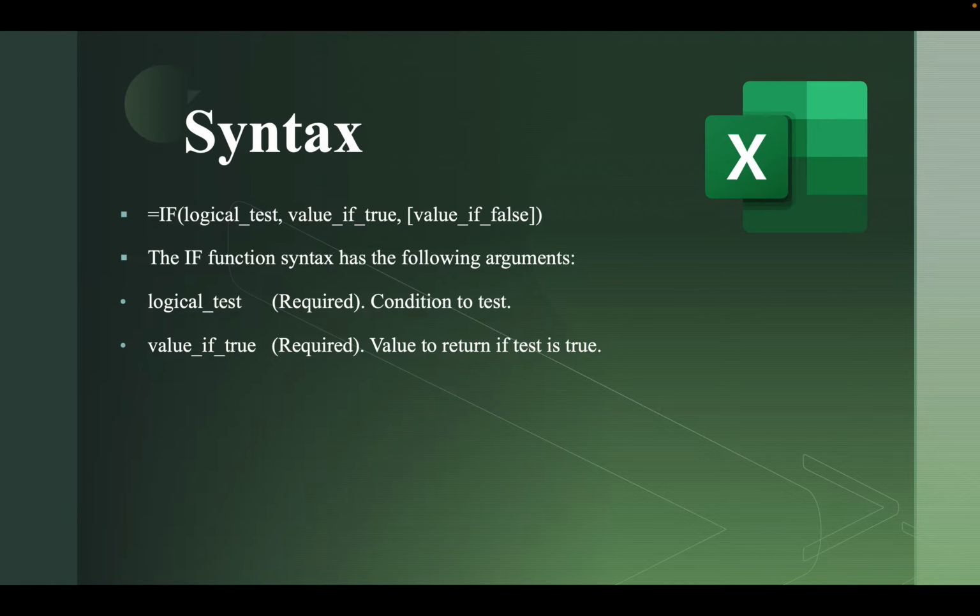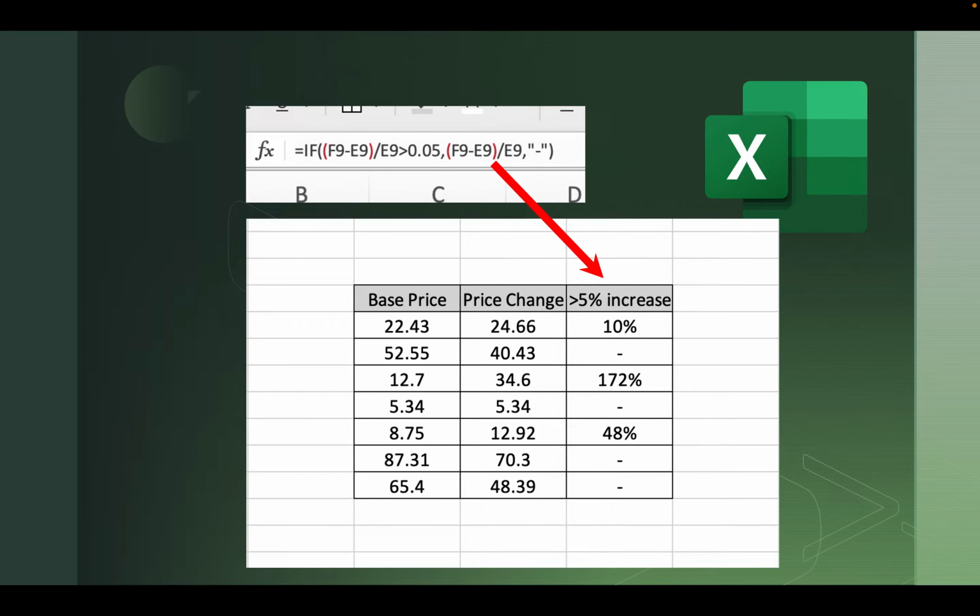So the value if true, that's the first text to appear. That's also required. Value to return if the test is true. So as you can see, there are three values. These are three situations where that value is true. So after the condition, I have a comma. So the function is ready to accept the value to print if it's true.